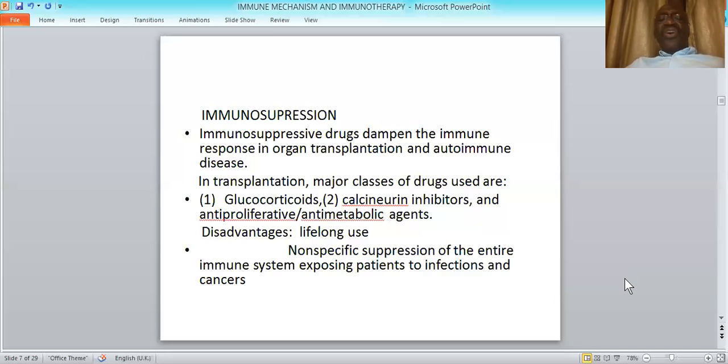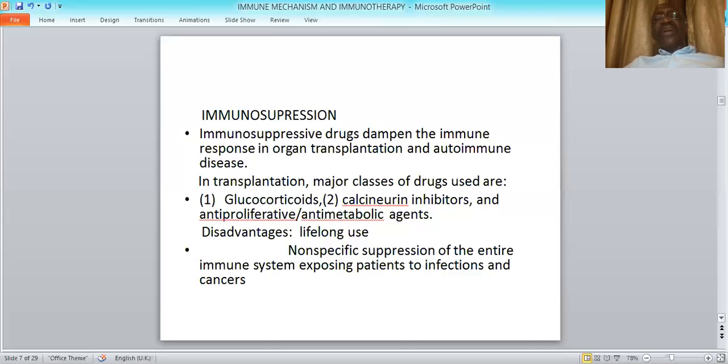The disadvantages of these immunosuppressive drugs include lifelong use. Usually by the time the administration of these drugs is stopped, the immune system starts to work like before again, optimally, and attempts to destroy that transplanted organ and reject it. Also, when immunosuppressive drugs are administered, there is non-specific suppression of the entire immune system, exposing patients to infections and secondary cancers, especially infections with opportunistic organisms.